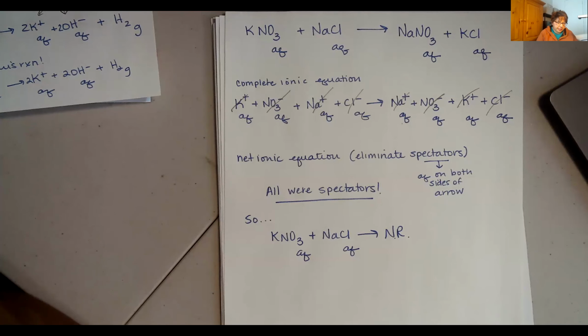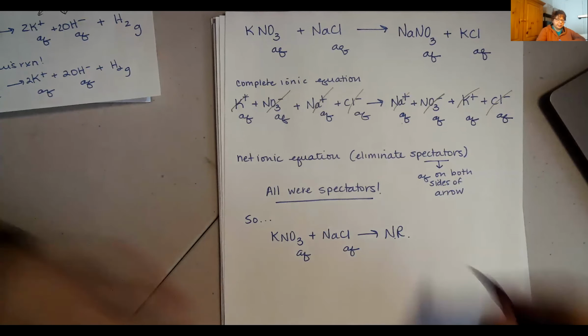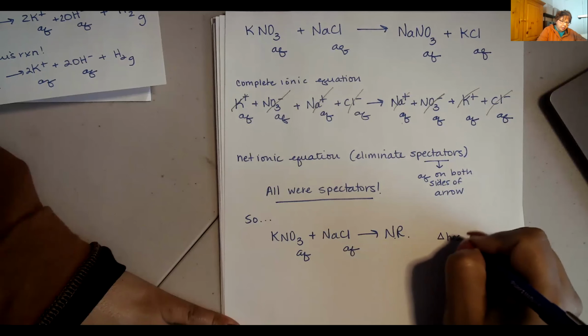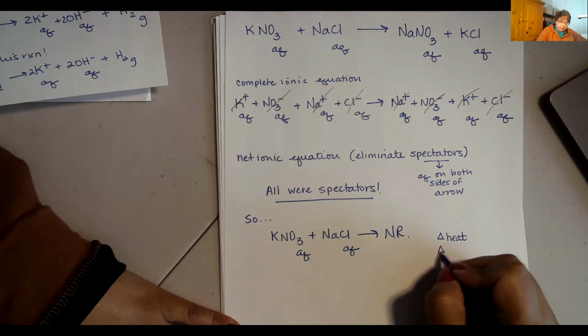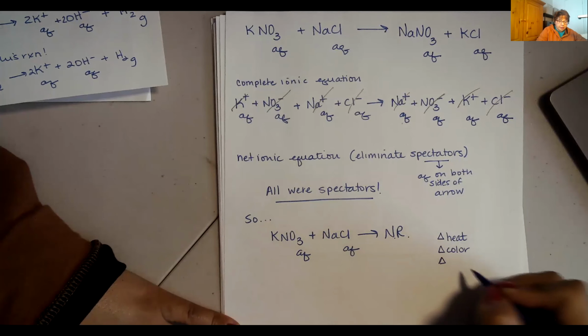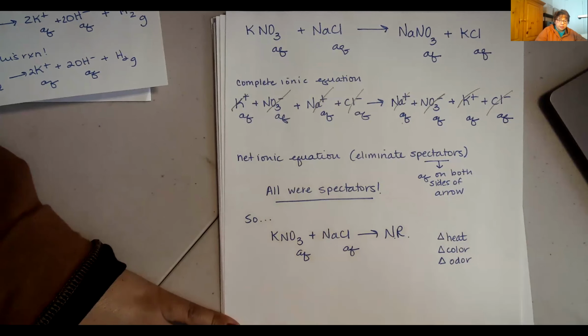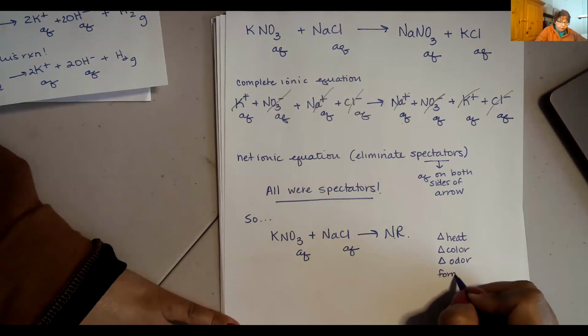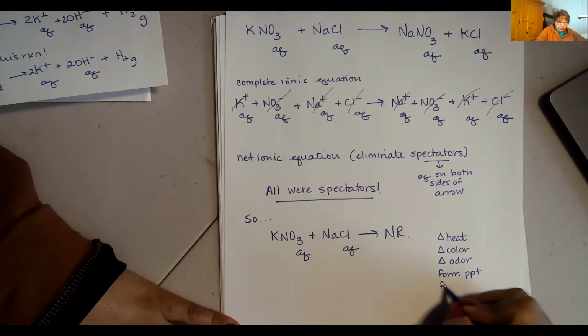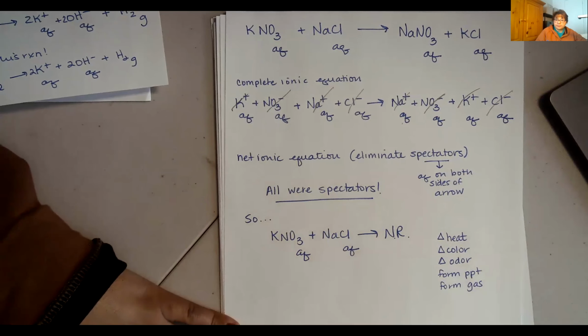That can be frustrating to chemistry students. I did all this work, and what do you mean there's no reaction? There's no reaction. What you have is a collection of ions. Remember that the evidence that a chemical reaction has occurred is that there's a change of heat, a change of color, an odor, or you form a solid precipitate, or you form a gas. None of those things are happening in this reaction. Therefore, no reaction.